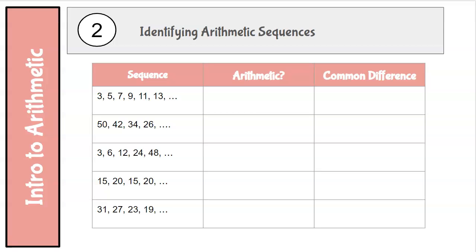Let's identify some arithmetic sequences. So first of all, is it arithmetic? Does it have a common difference? This first example goes 3, 5, 7, 9, 11, 13. It appears to be going up by 2, so this is an arithmetic sequence because the common difference is 2. In this sequence, we're going down by 8, and then down by 8, and then down by 8. So that is also arithmetic, and the common difference is 8. It's going down by 8.